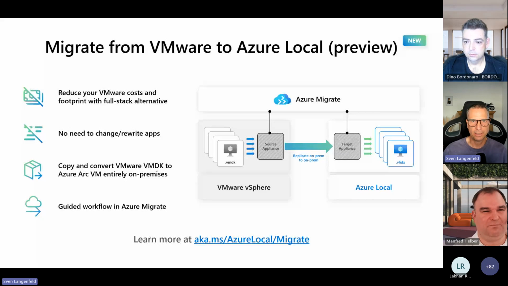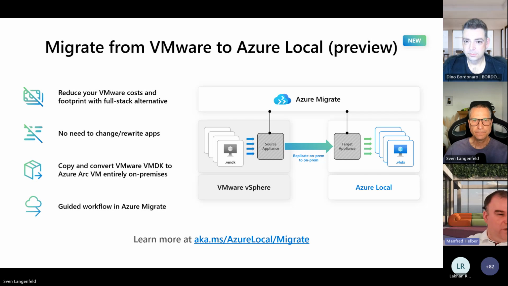Yeah, we have at least one customer in the call that migrated a lot of virtual machines with Azure Migrate from VMware to Azure Local. It was very successful. And Azure Local does something that was called in the chat hydration.